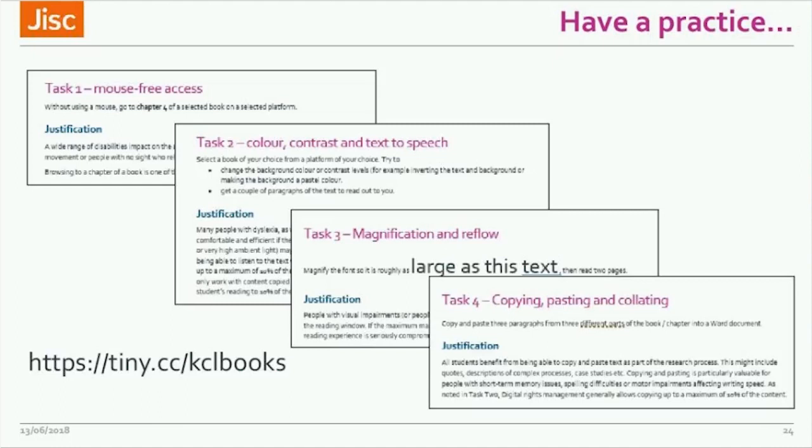I said, first of all, try the mouse-free access. Mouse-free access is more to do with platforms than it is with the file itself. But go into a platform and, without using the mouse, try to get to chapter 4 of any book that you select. Just select a book, go to chapter 4, but don't use a mouse for any of it. Another task: color, contrast, and text-to-speech.